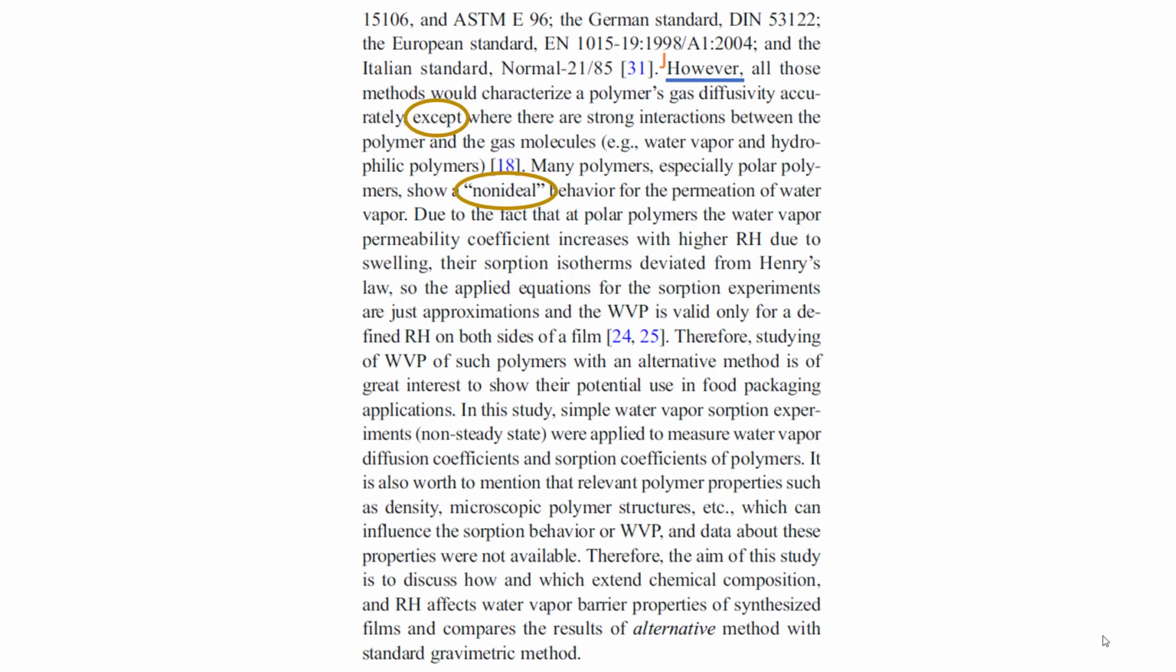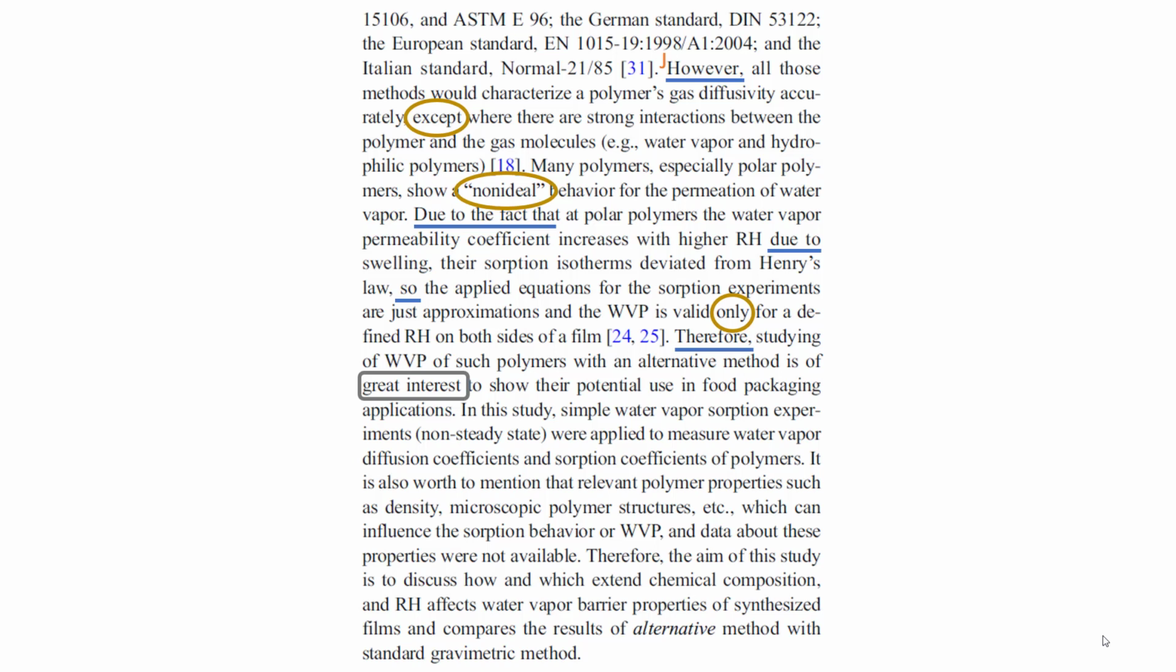Then they explain that this is because at higher relative humidity, the permeability of the polymer increases, and that's because of swelling. So that means our measurements may not be valid. They may be valid only at a specific defined relative humidity, but of course that's not going to always be true. Therefore, now we're coming down to our next solution: we need to figure out a way to accurately measure the permeability of these polyurethanes. So that would be of great interest.